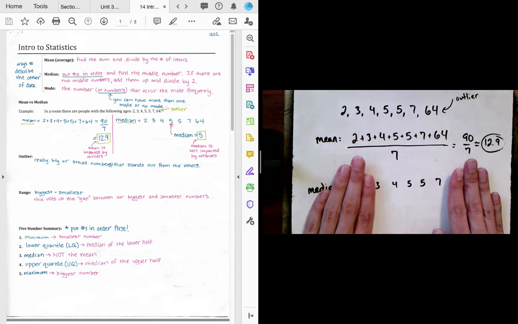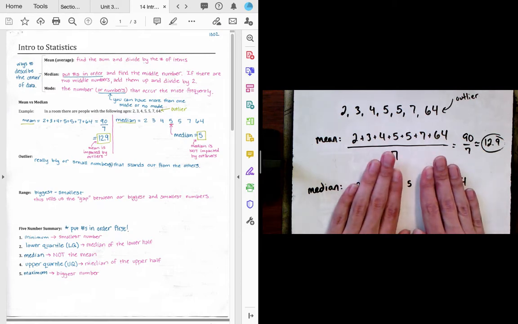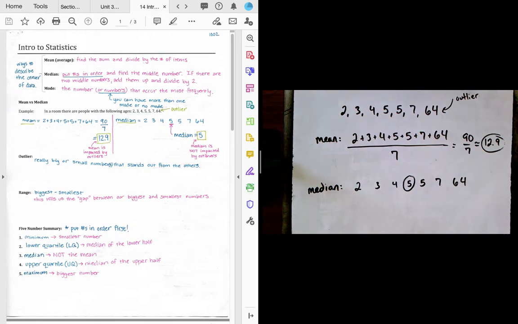Cover up the 64 and the 2. I cover up the 3 and the 7. And then I cover up this 5 and this 4. And we can see the middle observation here is this 5 right here. We had 3 data points to the left and 3 data points to the right. I like the cover-up method the best. So the median here is 5.